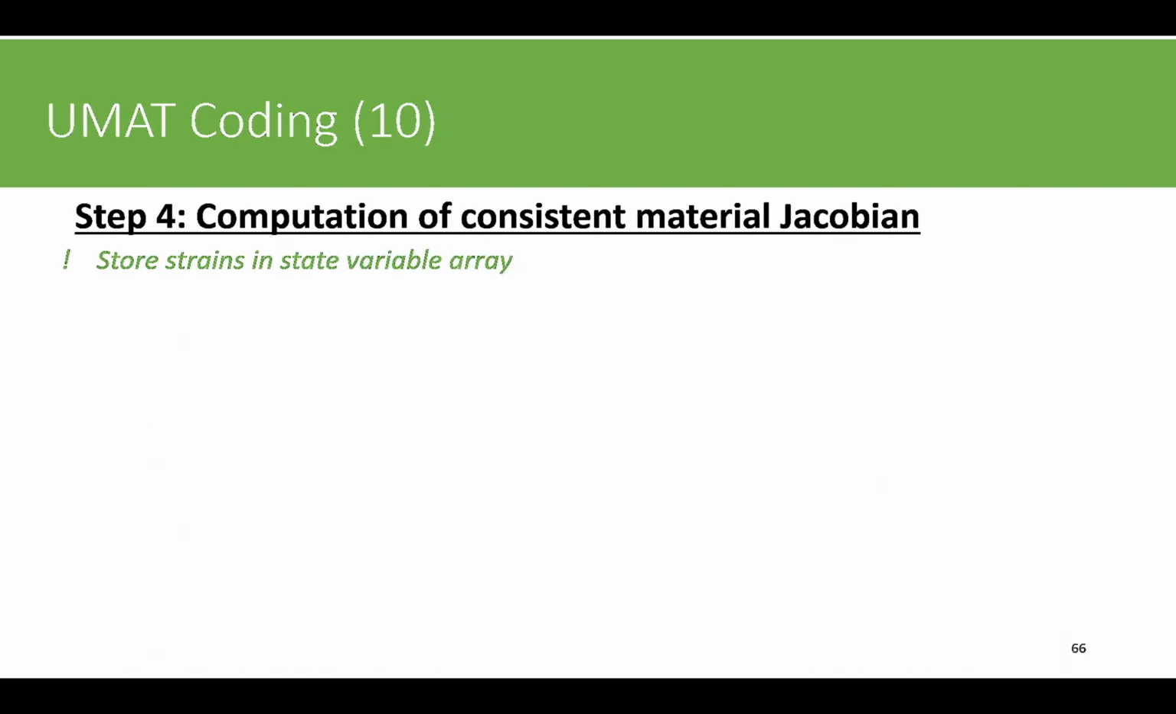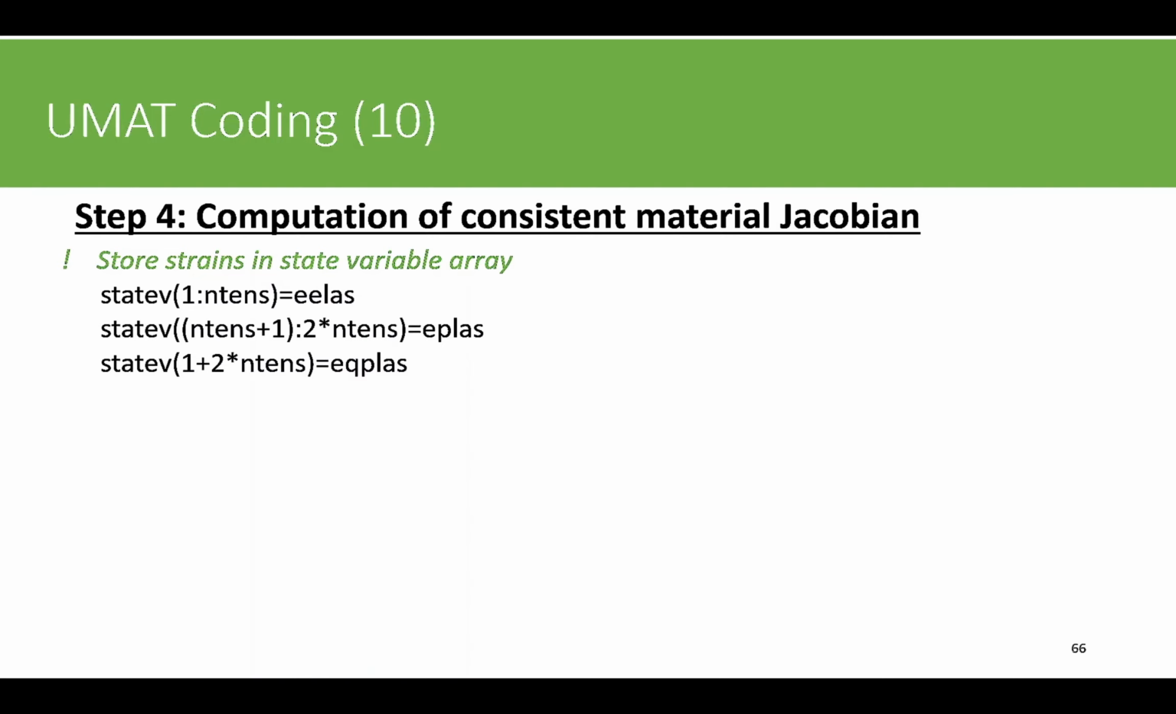Now once we have done the Jacobians, we need to store all the variables as state variables, especially the strains which cannot be recomputed. So elastic strains, if you remember, they were from 1 to 6. So ntens is 6 for 3D cases. So state variables 1 to 6 are storing the elastic strain tensor, which is the total elastic strain tensor. Similarly, 7 to 12, 2 times 6 is 12, is storing the plastic strain tensor. And similarly, 12 plus 1, 13. So state variable 13 is storing a scalar value of equivalent plastic strain. And then return and end. So this way you have updated the stresses and all the state variables.